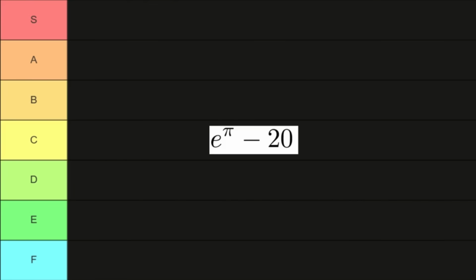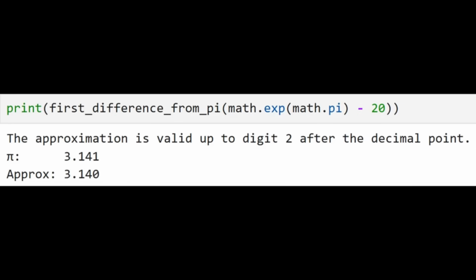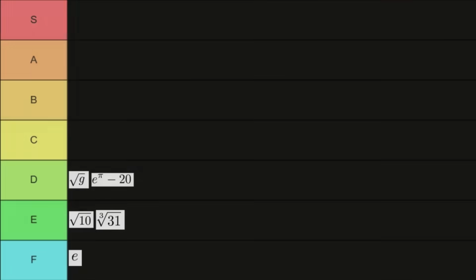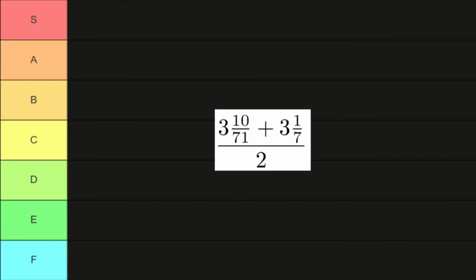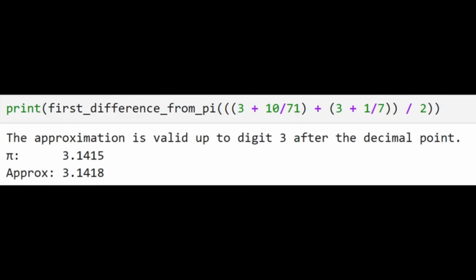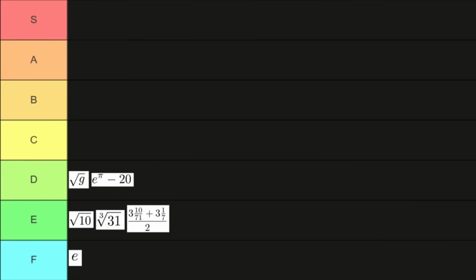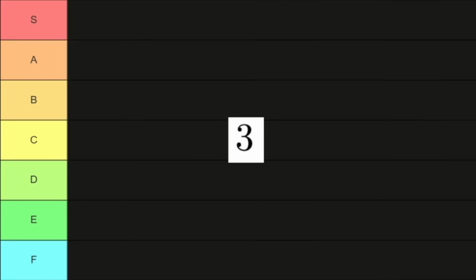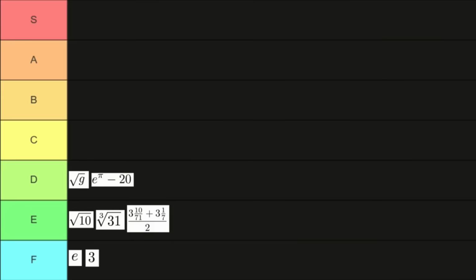Using pi to approximate pi is kind of funny. I think this one safely lands in D tier as well. I'm not personally a huge fan of mixed numbers. I think they should be left in elementary school where they belong, so this one lands in E tier. Not a very cool number, and not a good approximation of pi, this one goes in F tier.